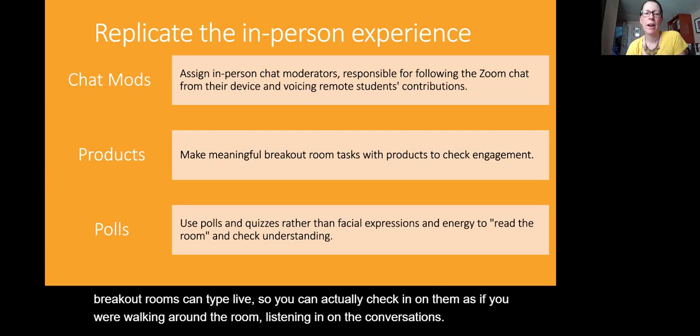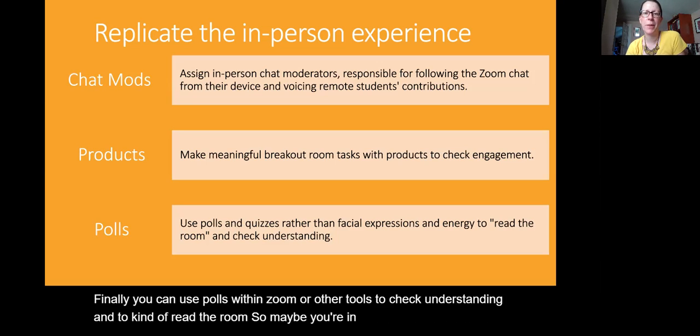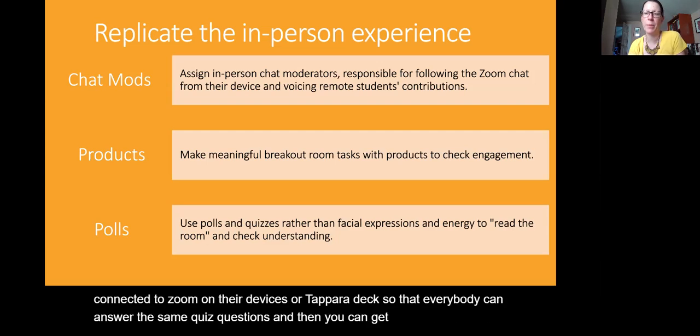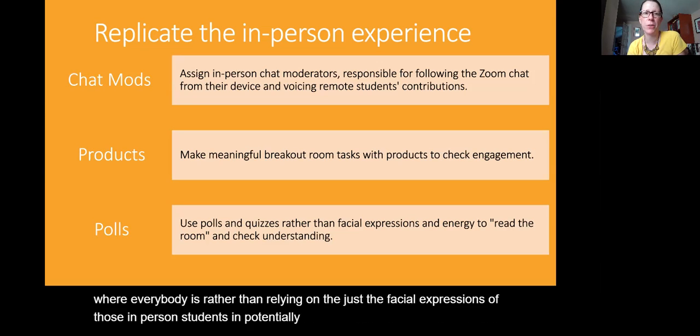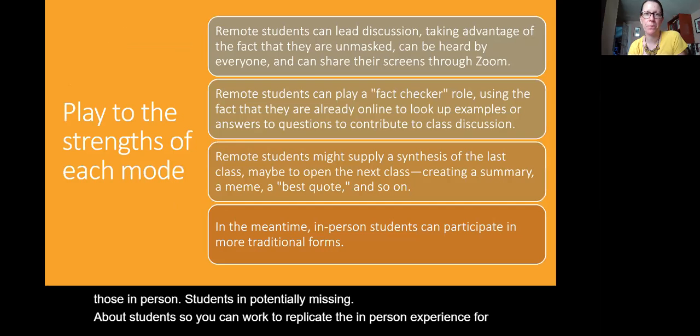Finally, you can use polls within Zoom or other tools to check understanding and to kind of read the room. So maybe your in-person students are connected to Zoom on their devices or to Pear Deck so that everybody can answer the same quiz questions, and then you can get a global sense of where everybody is rather than relying on just the facial expressions of those in-person students and potentially missing the remote students. So you can work to replicate the in-person experience for your Zoom students.